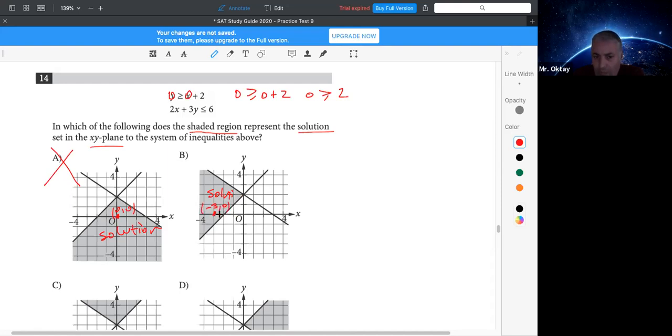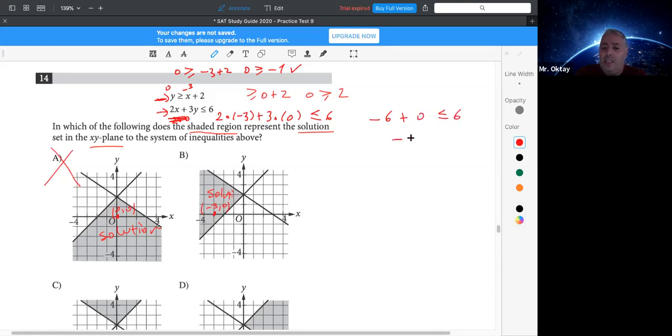If this is a solution, let me check in the original question. I am writing X is -3 and Y is 0. 0 is greater than or equal to -3 plus 2. 0 is greater than or equal to -1. Yes, no? Yes. This is satisfied, but the second one also must be satisfied. So 2 times -3 plus 3 times 0 is less than or equal to 6. 2 times -3 is -6, plus 0, less than or equal to 6. Negative 6 is less than or equal to 6. Yes. Probably this is the solution.